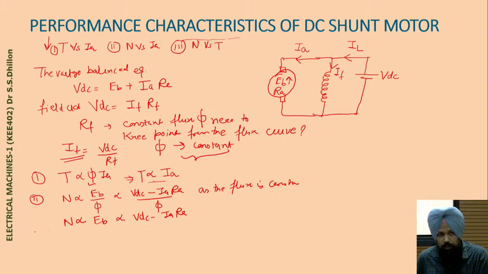Now for the third equation, Ia is equal to VDC minus Eb by Ra. As we put the load on the shaft of the machine, we know that Eb is going to decrease. If Eb decreases, accordingly the armature current is going to rise.